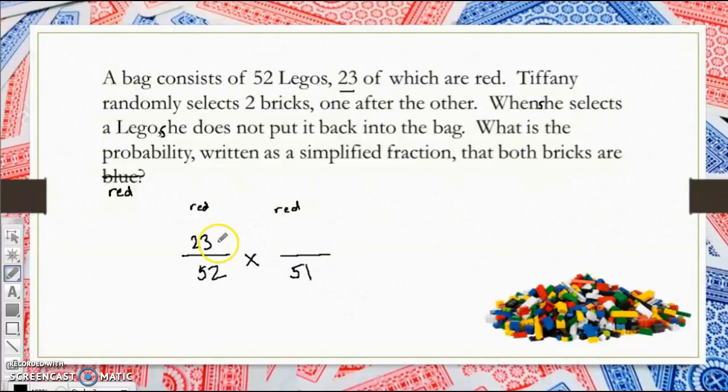All right, and then there were 23 red Legos, but she took one out, so now there's only 22 red Legos. When we multiply that together, we get 506. Remember, we just multiply straight across for fractions, over 2,652.